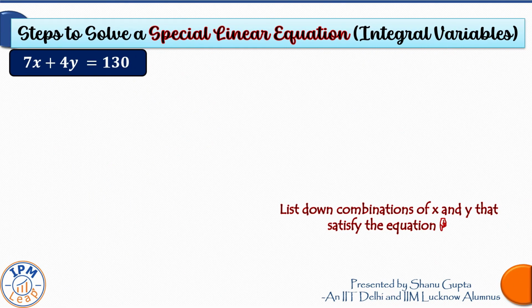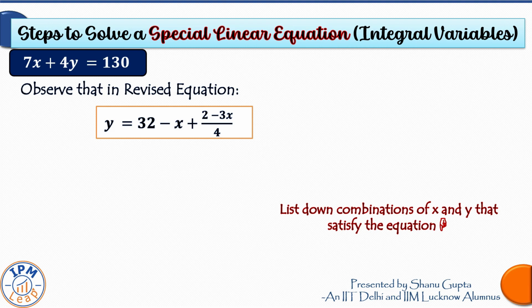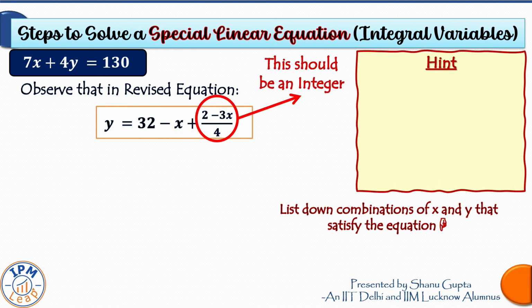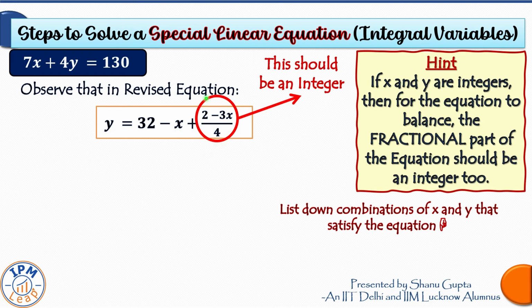In the final step, we have to find the initial solution first. And this should be a much simpler task now that we have the revised equation. Look at the revised equation carefully. If x and y are integers, then left hand side is an integer. And so for the equation to balance, the fractional part of the equation, which is (2 minus 3x) whole upon 4, should be an integer too. So 2 minus 3x should be a multiple of 4.